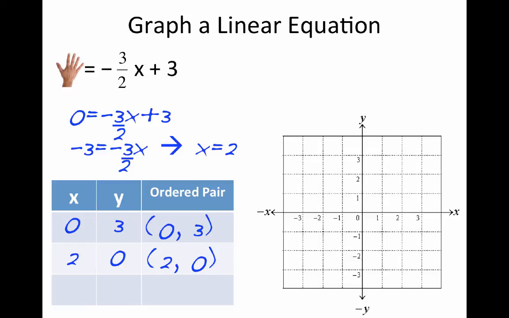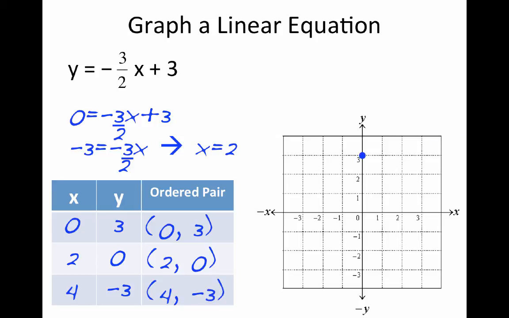I'm going to go ahead and find another ordered pair, find another point. So when I let x equal 4 and plug 4 into that equation, I'll have negative 3/2 times 4 plus 3. That means I'll have negative 6 plus 3. You might do the math and make sure you can do this. Negative 6 plus 3 is negative 3, so y is negative 3.